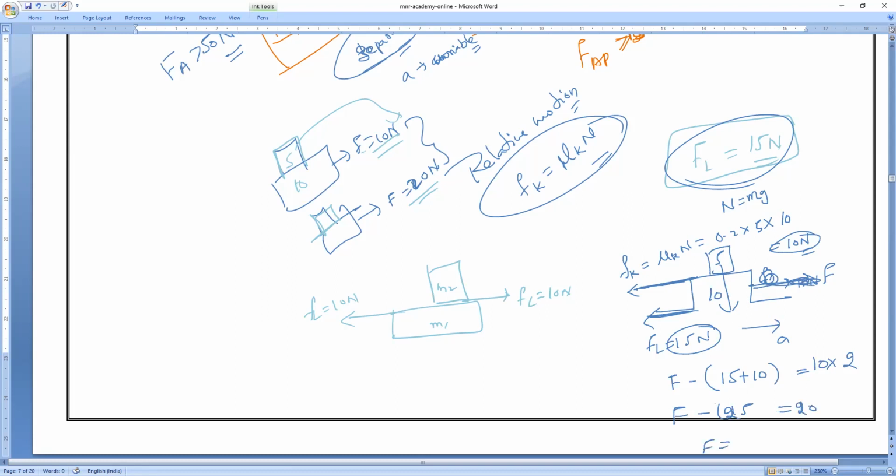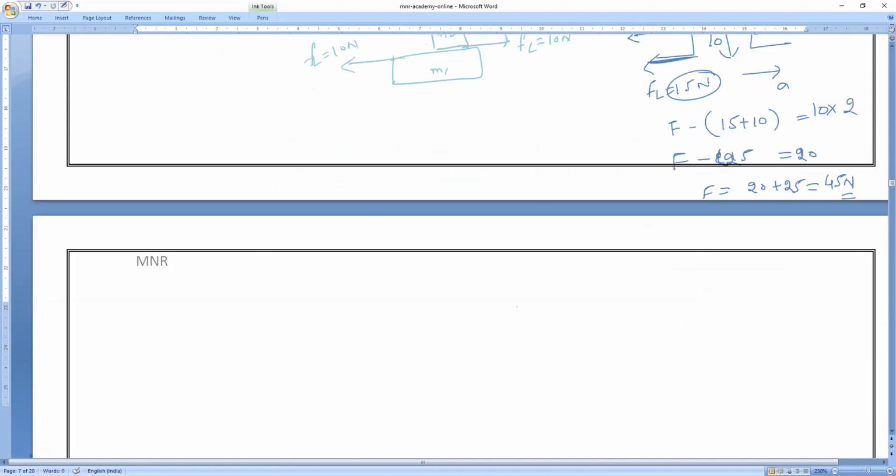So F is equal to, 25 will come to this side, 20 plus 25, which is equal to how much? 45 newtons. So that is the maximum applied force. So 45 newtons means it will move together or separately, everybody? They'll move together.